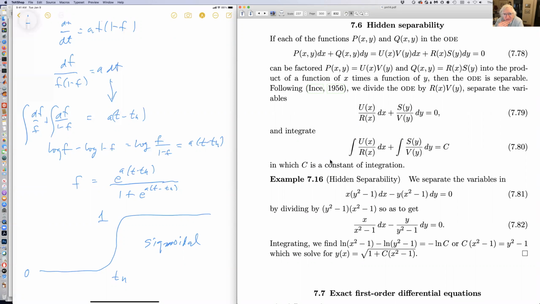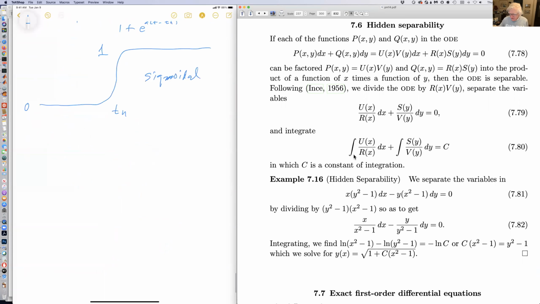So suppose we have these functions P and Q in this ODE, P dx plus Q dy equals 0. But suppose you can factor the two of them into U of x and V of y, and R of x, S of y. Well, then what you do is you just divide by R of x, V of y, and you get this expression. And now the thing is separated. You integrate both sides.